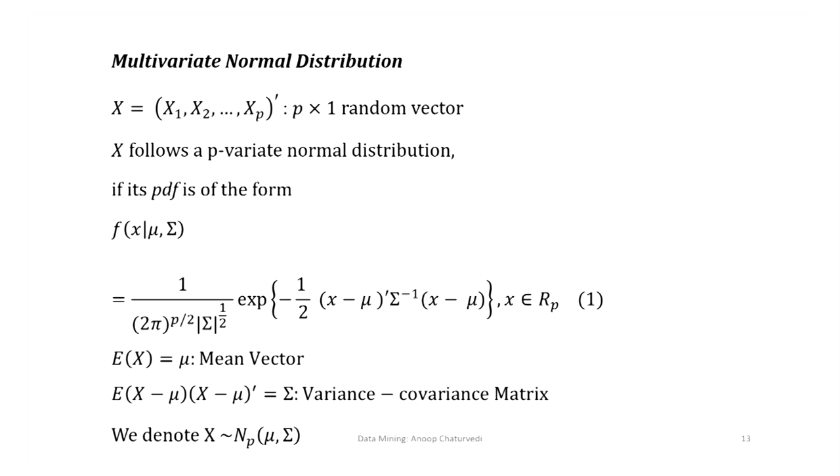Now, before coming to the multivariate normal distribution, let us write the probability density function of univariate normal distribution. So, suppose x is a random variable which follows a univariate normal distribution having mean mu and variance sigma square, then you can write the probability density function of x in the form f x equal to 1 upon under root 2 pi sigma exponential minus x minus mu square upon twice sigma square.